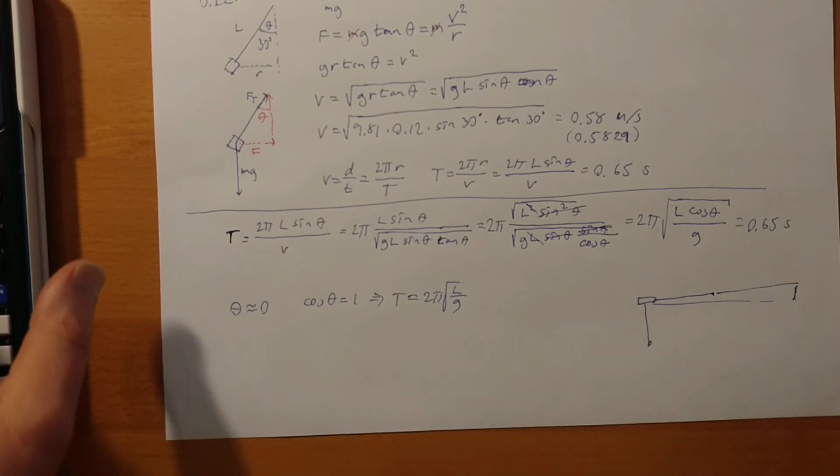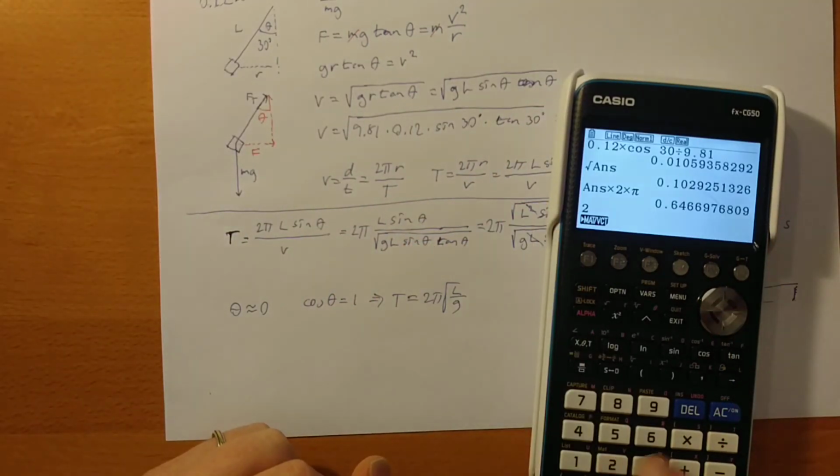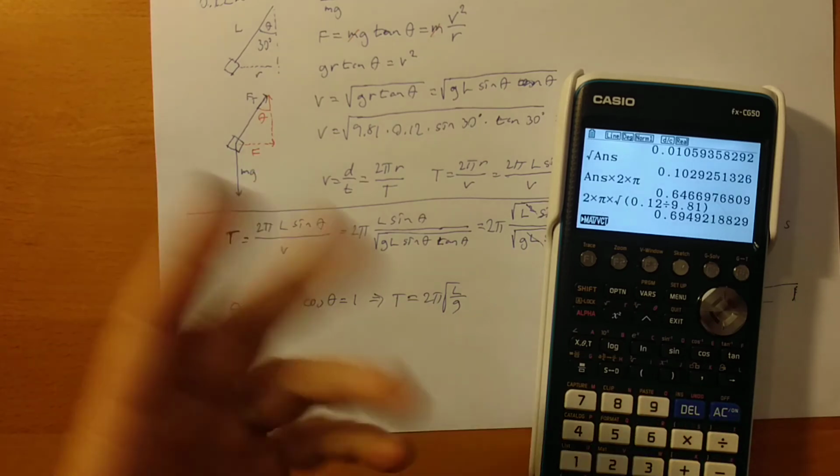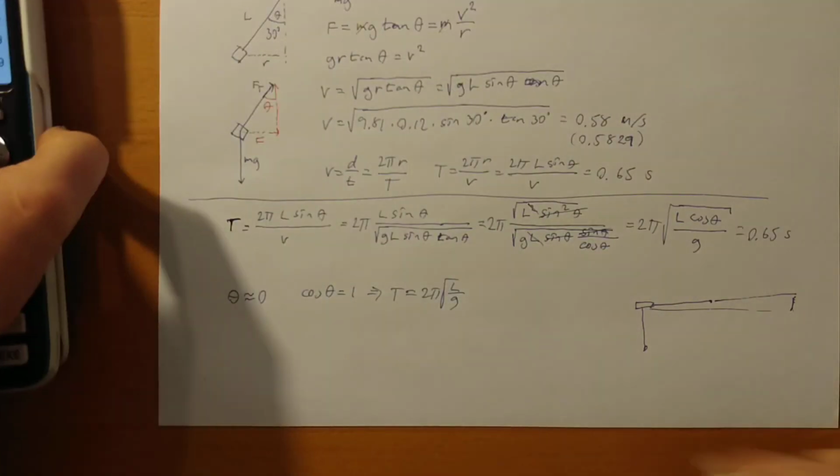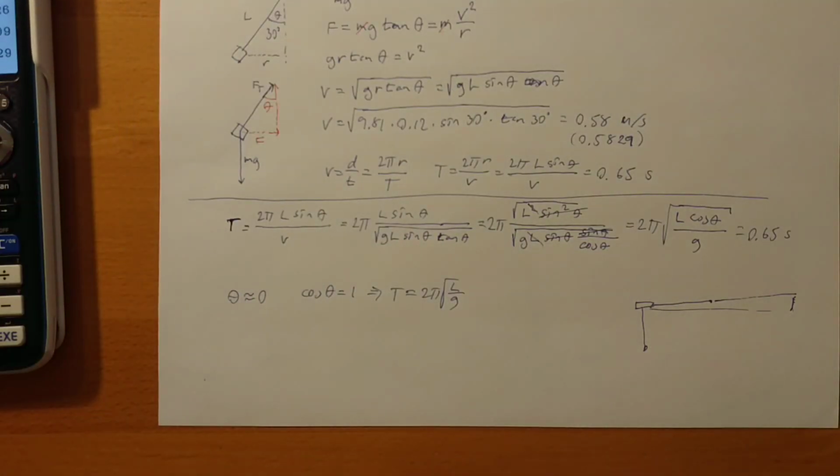So, how good would this approximation be for 30 degrees? Let's see. We take 2 times shift pi times shift square root of bracket 0.12 over 9.81. Not very good. 30 degrees is a bit too big an angle to use this simplification, this approximation. Anyhow, that was a more general formula for this problem, and for small angles it will basically be the same as for an ordinary pendulum.